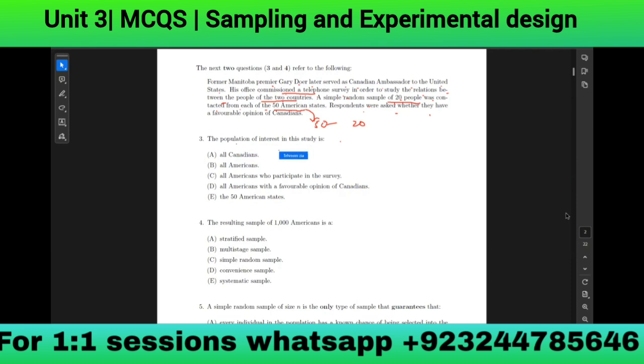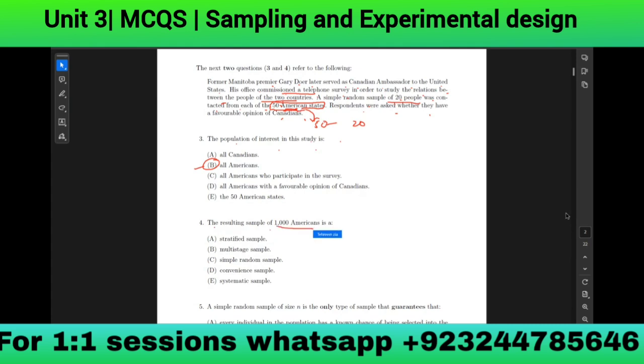A very easy answer. Because there are 50 states in America, and they're taking persons from every state, all Americans are the population of interest in their study. Population is the main thing from which we have to take the sample. So we are taking the sample from every state of America. There are 50 states of America, so all Americans are the population. Very easy.